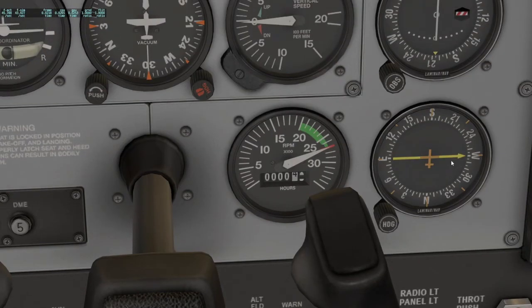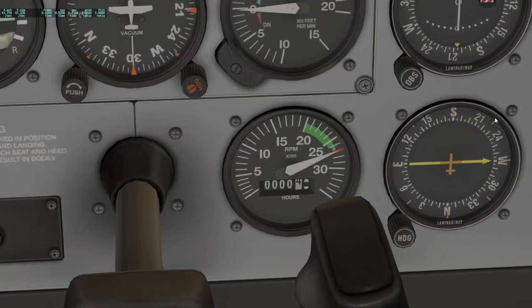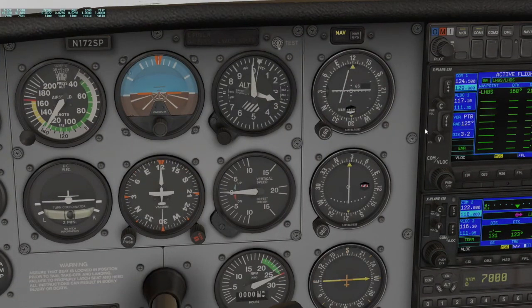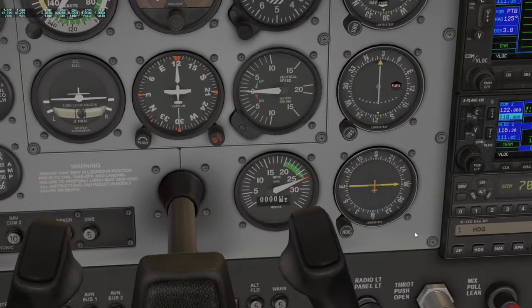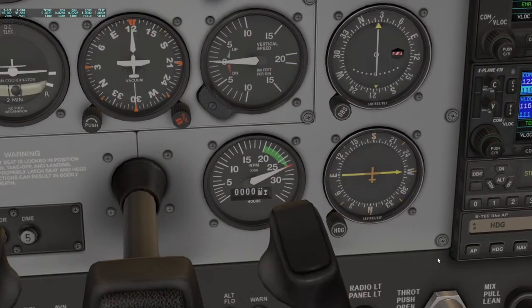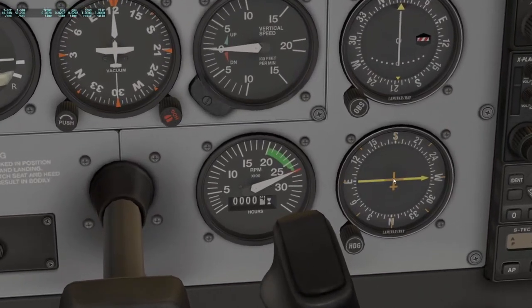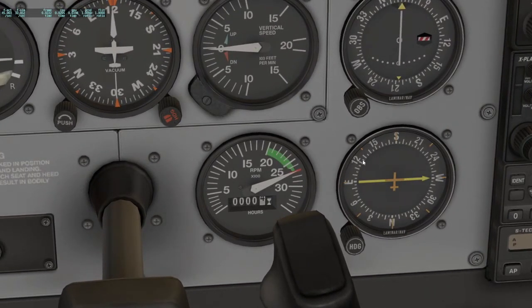Okay, so now we set that radial on the top. The next thing is obviously to figure out where we are. So we keep turning the OBS until the needle is centered, and we have a from indication. And I can see here I'm on the 125 radial, approximately. Very good. So come back here. I need to intercept this guy. I'm on the 125. I'm somewhere here.